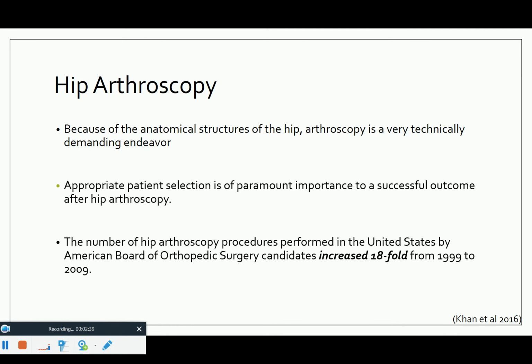The number of hip arthroscopy procedures performed in the United States by the American Board of Orthopedic Surgery candidates increased 18-fold from 1999 to 2009. And that's a huge increase in just a 10-year time span. And it's believed it's that way because of the improvements in the diagnostic ability of these surgeons to see what's wrong with new imaging techniques and so on and so forth.